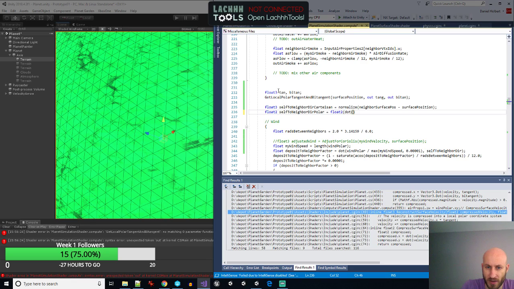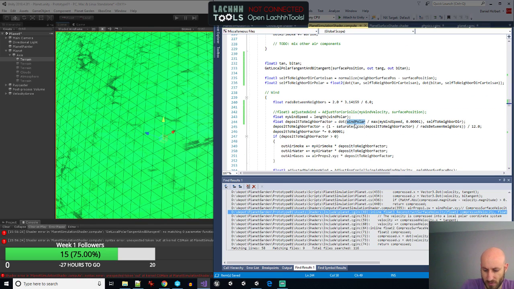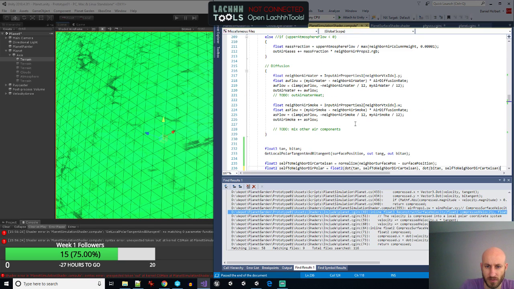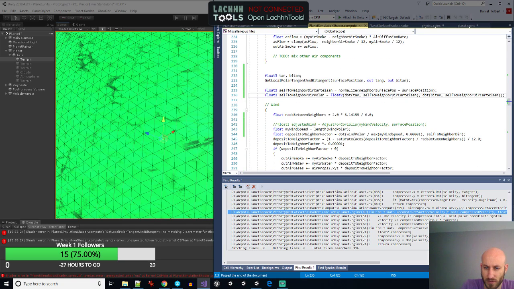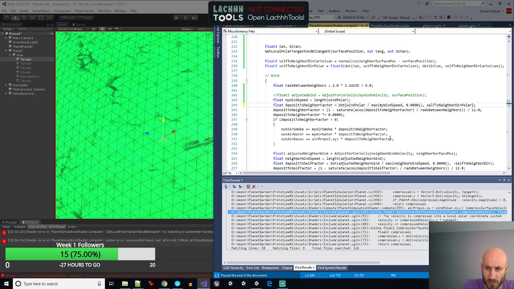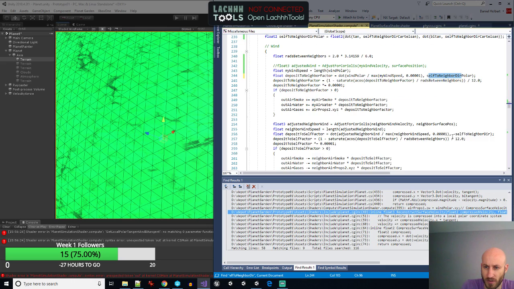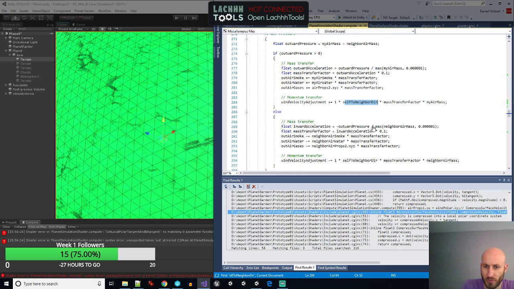So I do that by doing these little math operations here to get that coordinate space change. So now I have that. And so I have to replace all uses of that old variable.